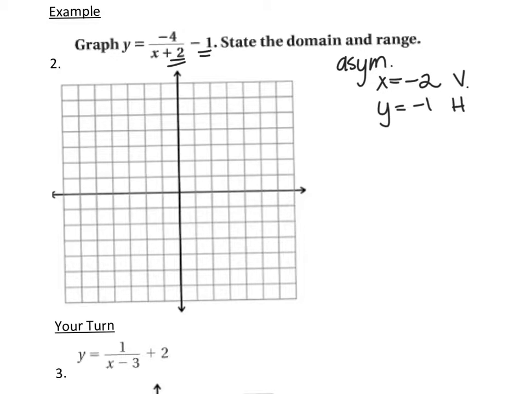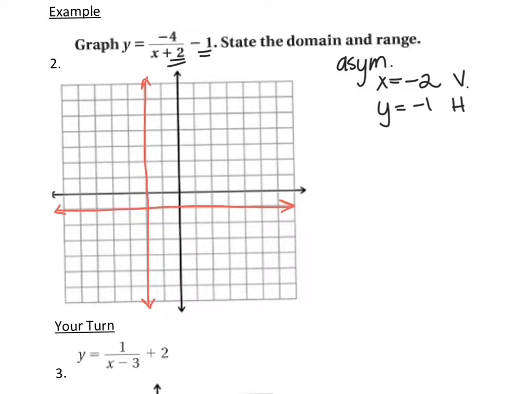So let's draw my asymptotes. My vertical asymptote is at -2, so draw a straight line as best as I can at -2, and then my horizontal asymptote is at y equals -1, so here's my other asymptote. Alright, that's my first step, to find them and draw them.